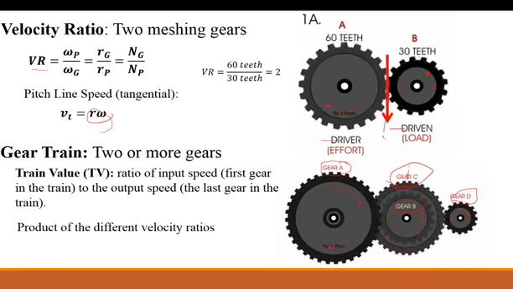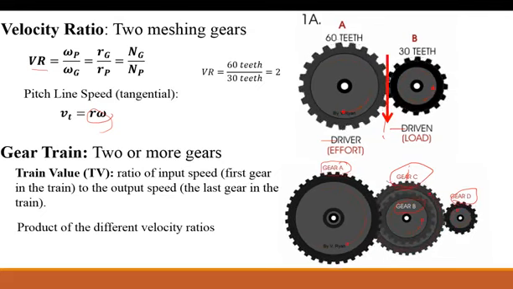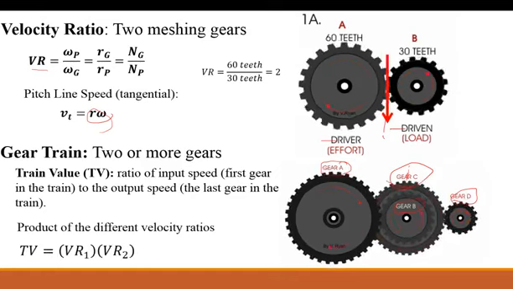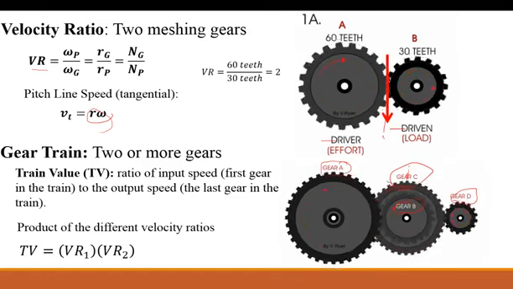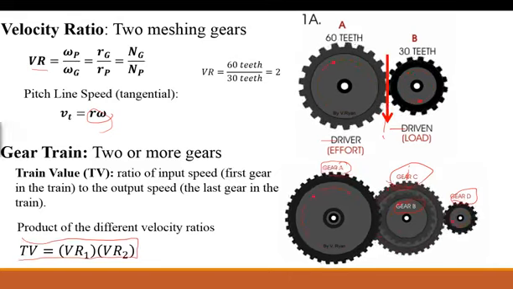So in this case, you'd have a velocity ratio between gear A and gear B, and a velocity ratio between gear C and gear D. The way you could calculate this, based on the number of teeth or the different radiuses, is just take the different velocity ratios and multiply them together, and that gives you a train value. Now, once you know this train value, you can use this to understand what your system is going to do, and you can actually manipulate it.